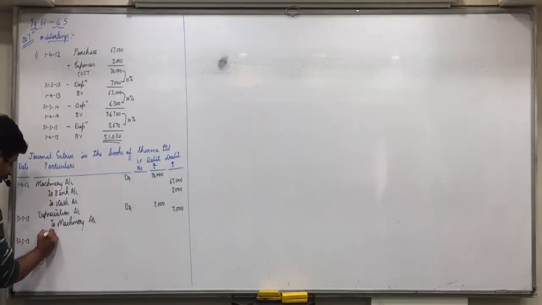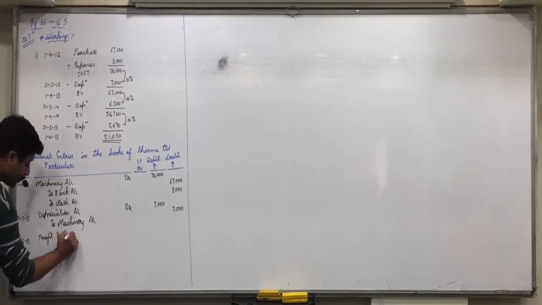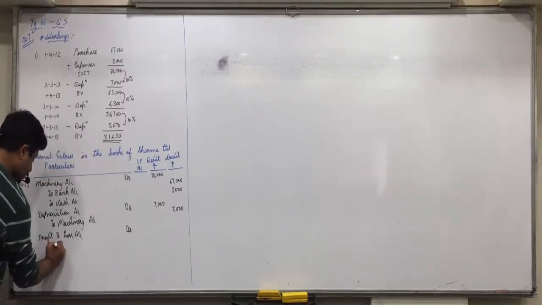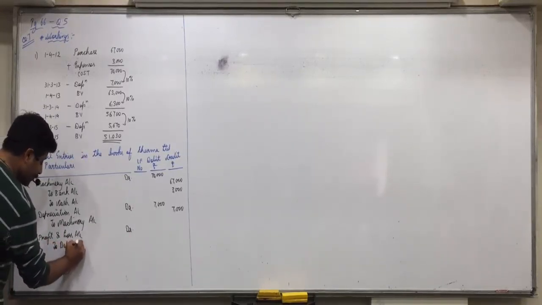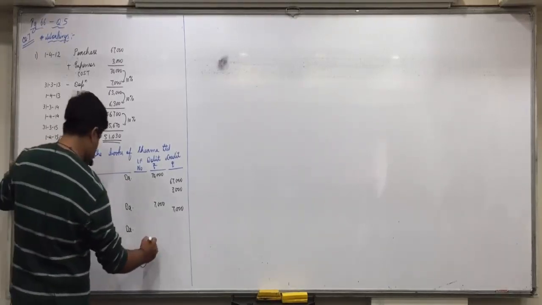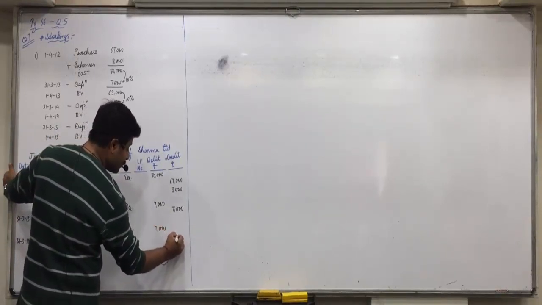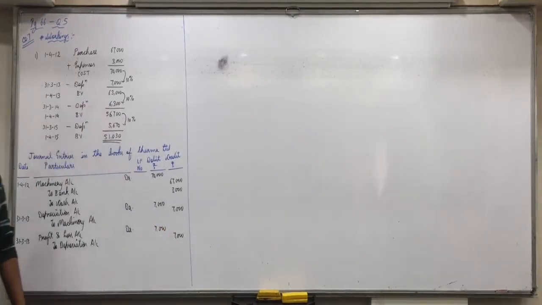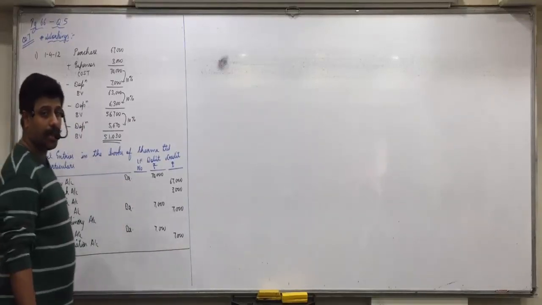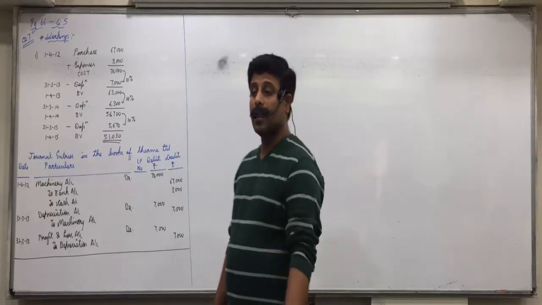So, profit and loss account debit, to depreciation account 7,000. Did everyone understand this? Being depreciation account transferred to profit and loss account. Any doubt in this?